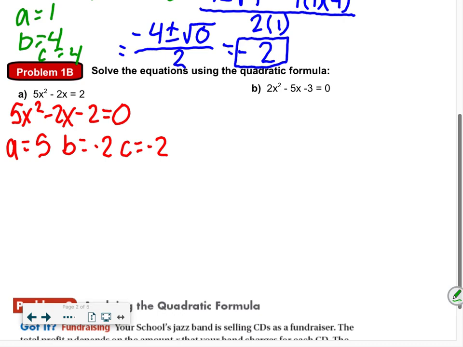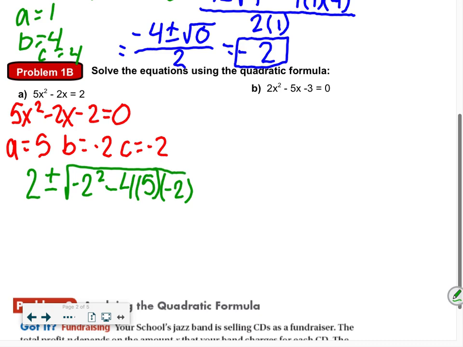My first one is negative b. If my b is already negative 2, what does it become? Positive 2. So I have 2 plus or minus the square root of b squared, so negative 2 squared, minus 4 times a, which is 5, times c, which is negative 2, all divided by 2 times a, which is 5. Questions about plugging numbers in?